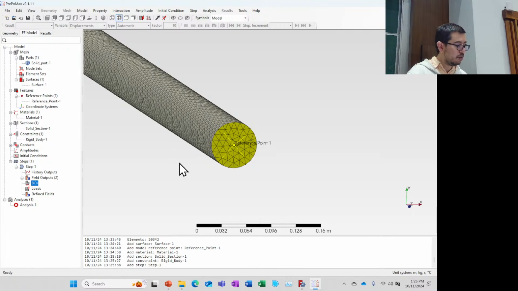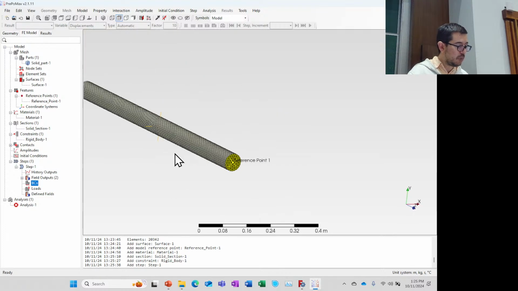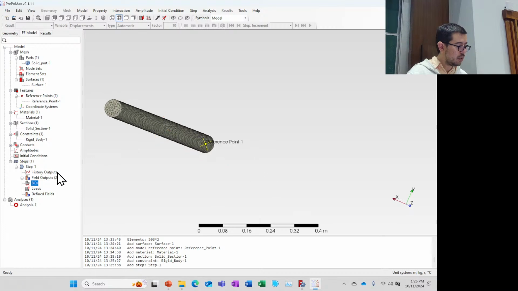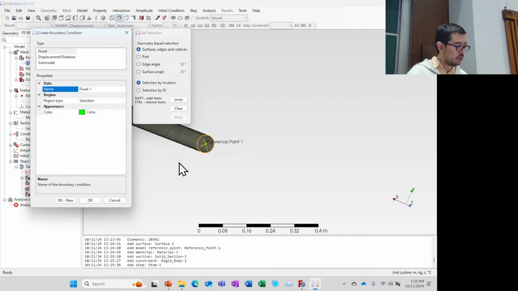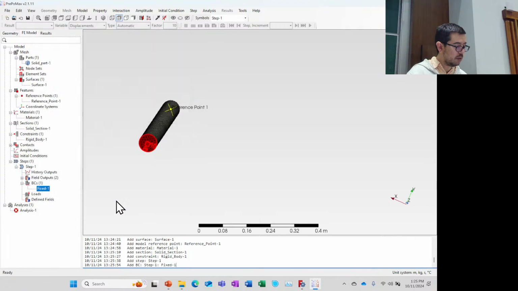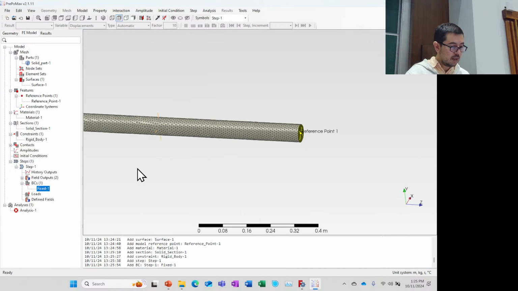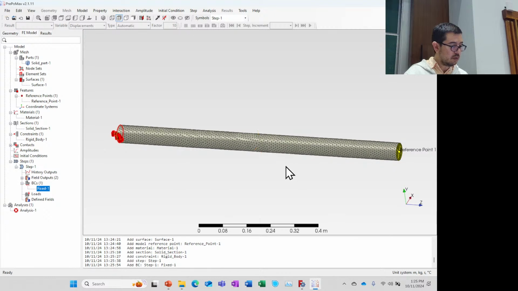We can go ahead and define our boundary condition for this side. So we're going to create, and we're going to do fixed. We're going to do surface. Oh, okay, I twisted around. Good. Okay, and that's in there. I'm going to move things over here a little bit.